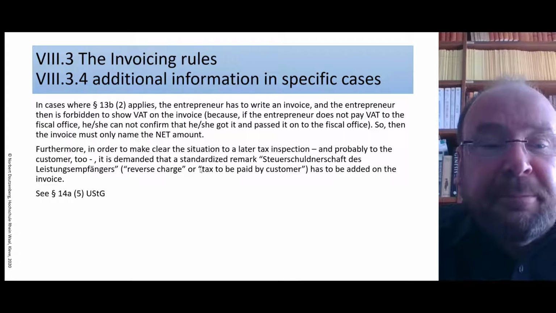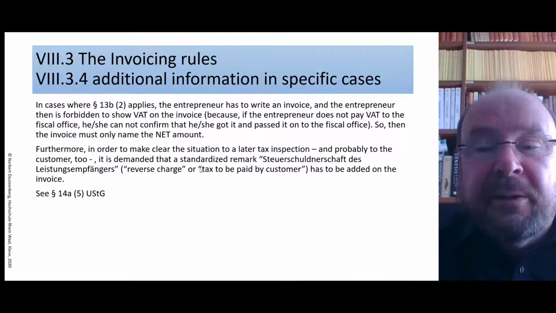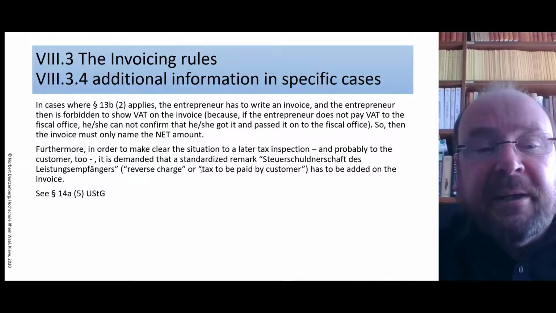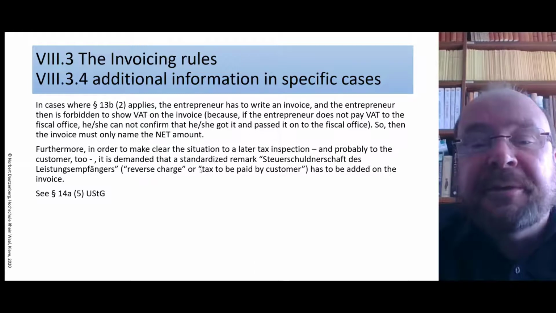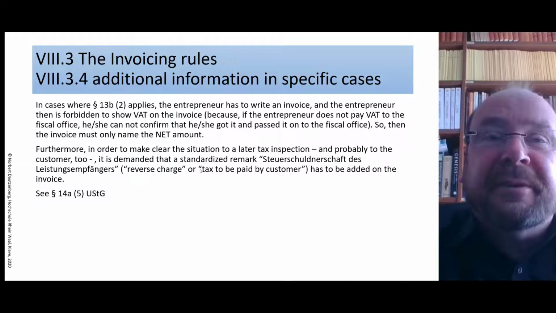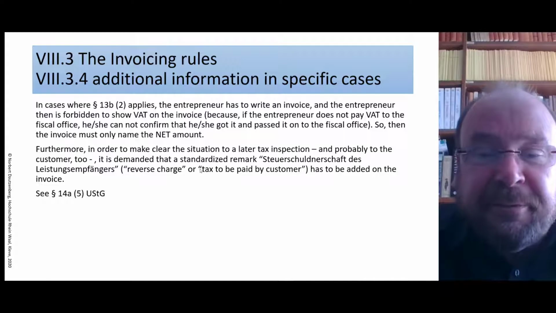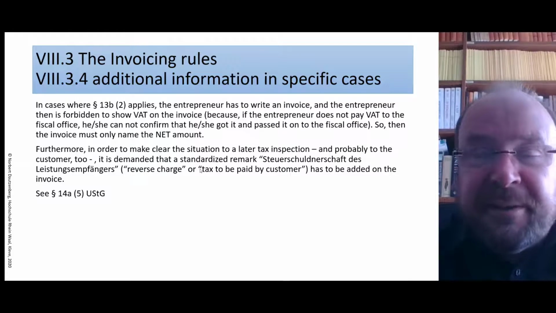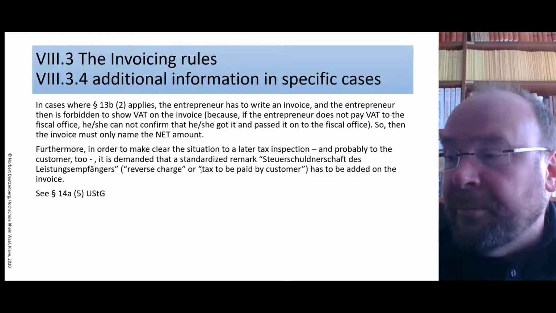In cases where paragraph 13b2 applies, so reverse charge cases where not everything is harmonized in the whole EU, there the entrepreneur is forbidden to show VAT on the invoice, because if the entrepreneur does not pay VAT to the fiscal office, he or she can also not confirm that VAT is contained in the price. So then the invoice must only name the net amount, and the net amount will be the price which the customer pays over to the entrepreneur.